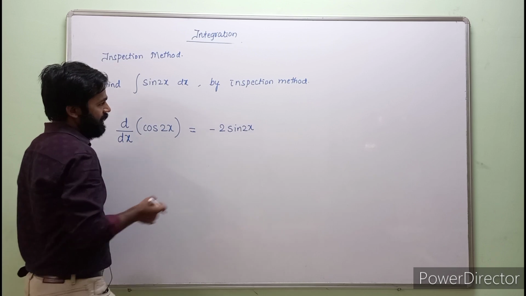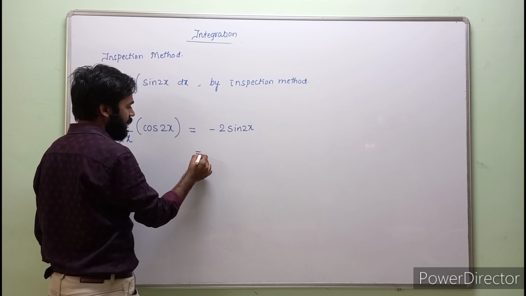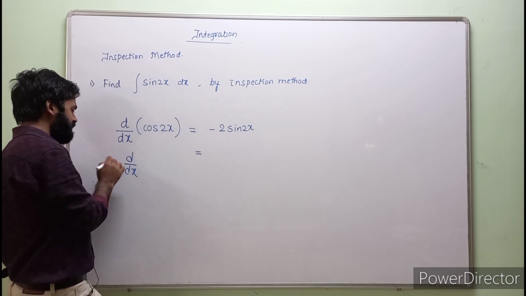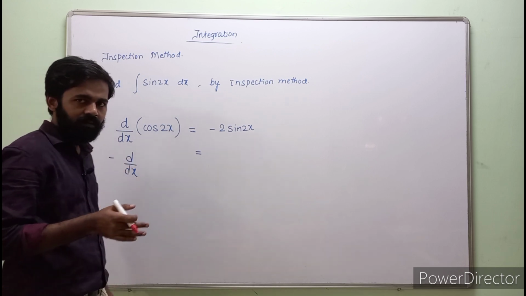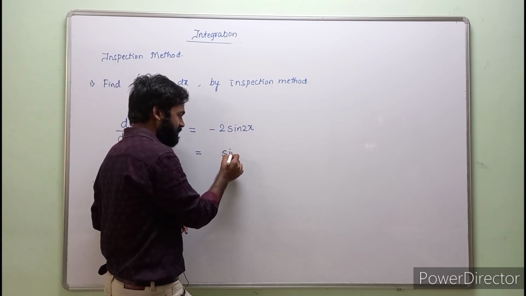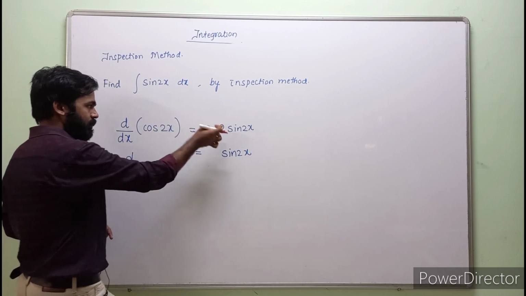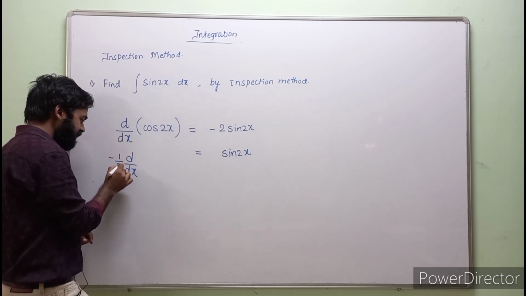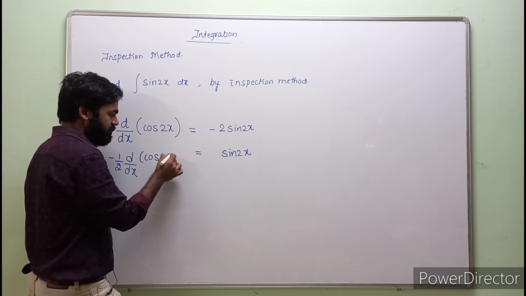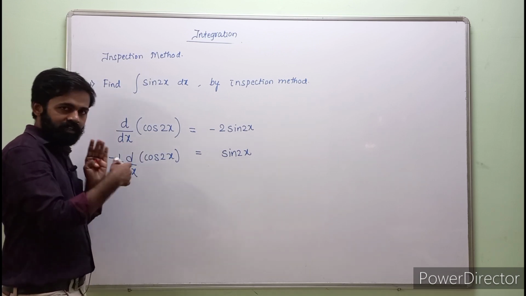Now what should I do? I should keep sine 2x only on the RHS. So I'll write this minus here, it's like multiplying by minus on both sides. Now minus into minus becomes plus, so we get sine 2x. Also I'll take this 2 here. Here 2 is multiplied; if I take it here, it becomes divided. So we get minus 1 by 2 d by dx of cos 2x. Right. Now you do one thing. You take minus 1 by 2 inside.